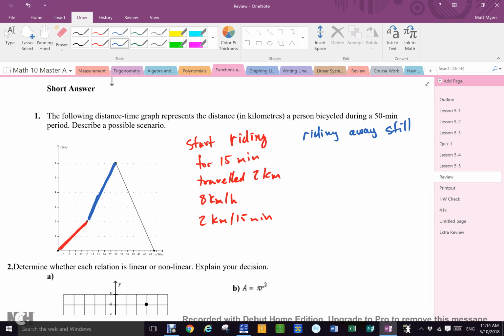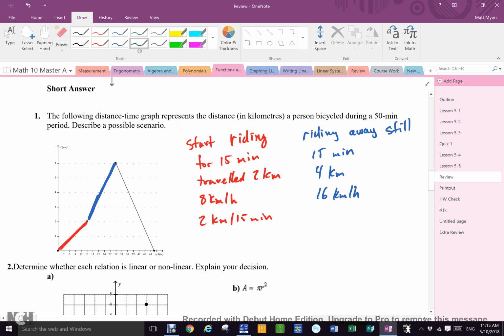Follow the same pattern. 15 more minutes. Get me 3 out of 4. Traveled 4 kilometers. Get me 4 out of 4. 16 km/h. So he sped up. Everybody good?